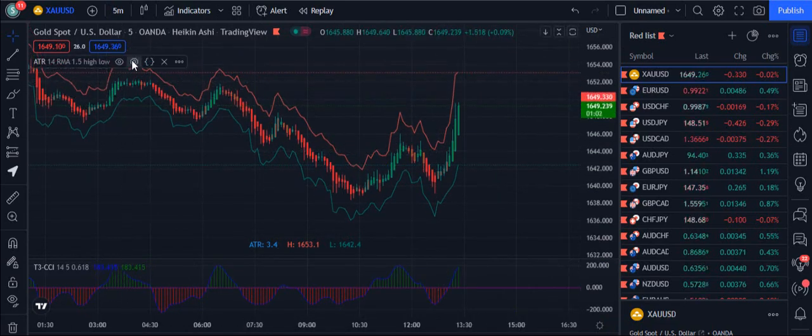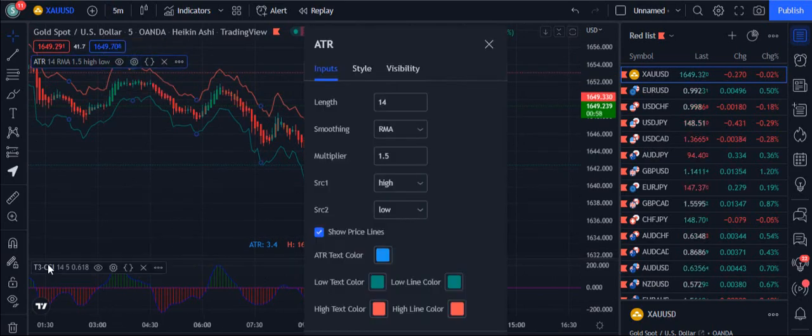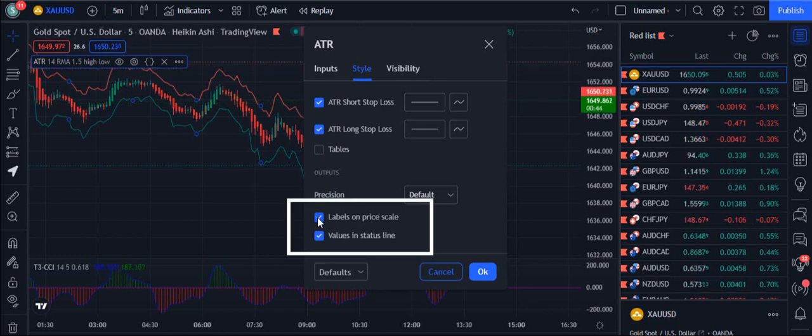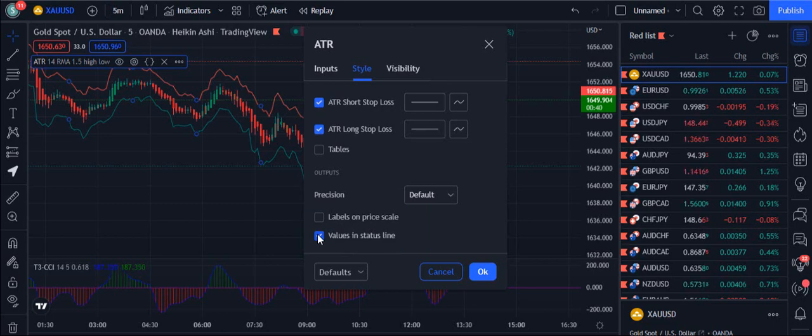Now first let's do the settings inside the ATR finder, because we will not make any change in the T3 CCI. However, we will make some changes here. So here you can see that we have some options. We will uncheck the tables. From here we will also uncheck the labels on price scale, and we will also uncheck the values in status line.